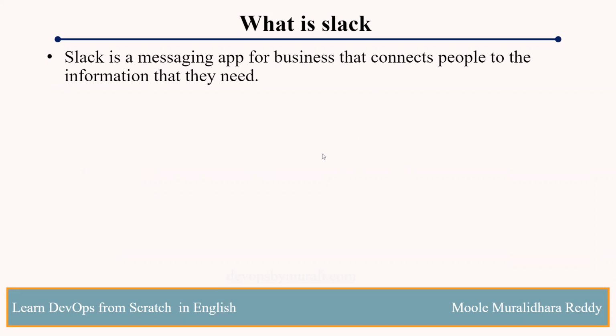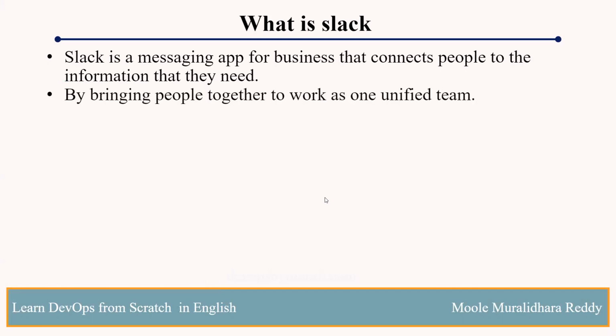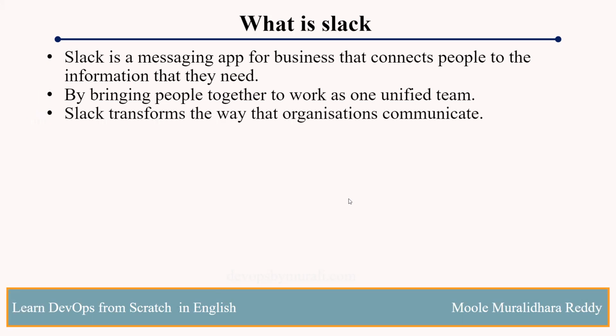Using this Slack, what will we do? We will send notifications. I mean, if a particular Jenkins job fails, we can send a notification to a specific group. Whoever is in that group can view the job-related information, whether it failed or succeeded. We can create the Slack account, and using it, we can configure Slack inside Jenkins.